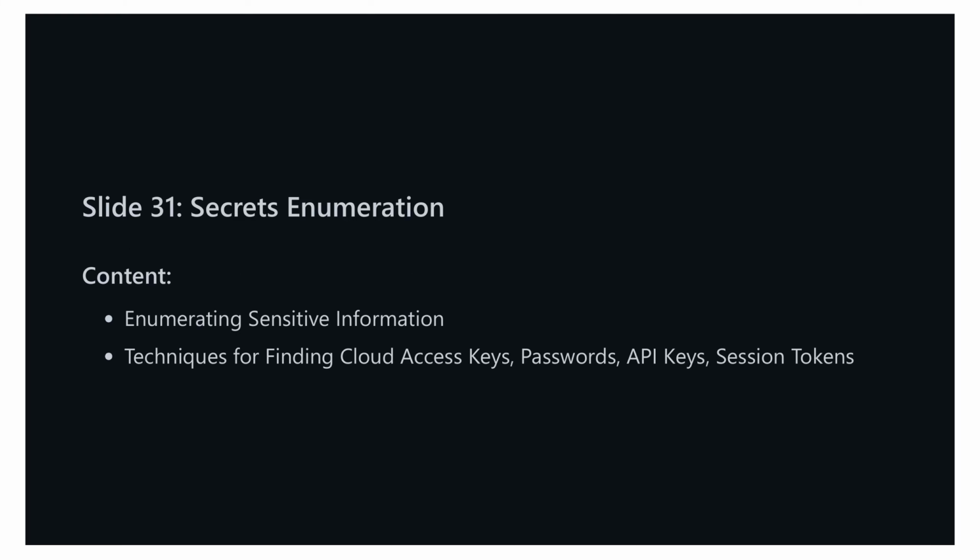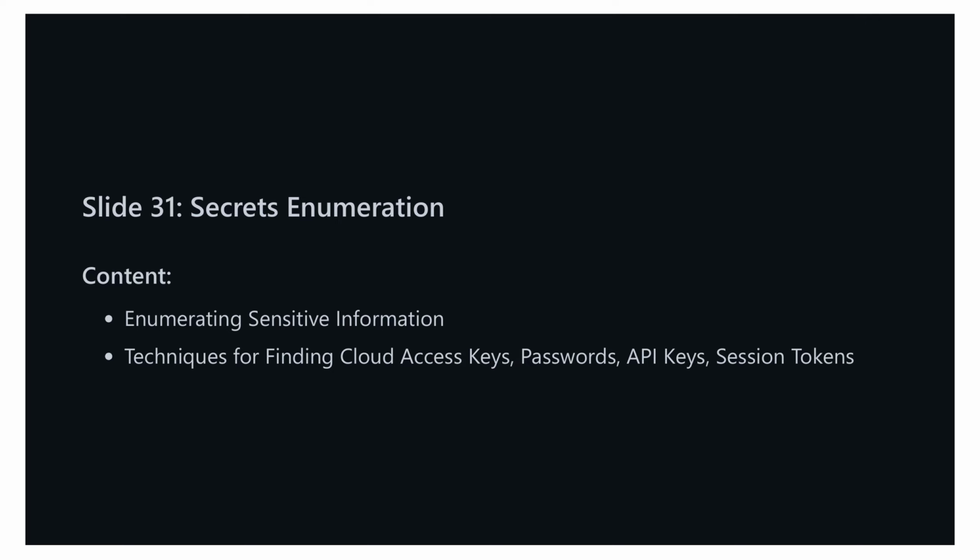Now that we've explored permission enumeration with tools like accesschk and Nmap scripts, let's move forward to another critical aspect of security assessments: secrets enumeration. On this slide, we'll delve into the techniques for identifying and enumerating sensitive information, such as cloud access keys, passwords, API keys, and session tokens.